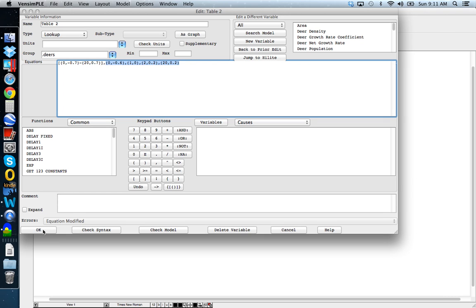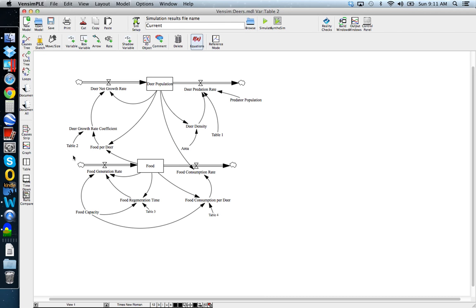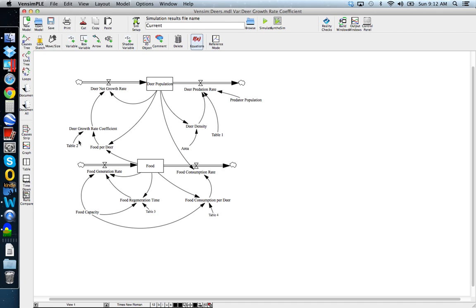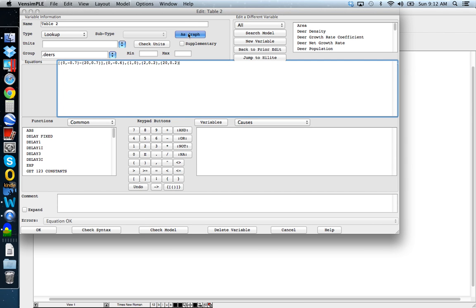Now let me go back to the model. If I go back to the deer growth rate coefficient, what it is reading is table 2 values, where the input is the food per deer, and the output is the table 2 values, which are values of the deer growth rate coefficient. So what this is telling me is that the deer growth rate coefficient is given by this tabular relationship. So I'm going to click on this again, and I'm going to go directly to this.